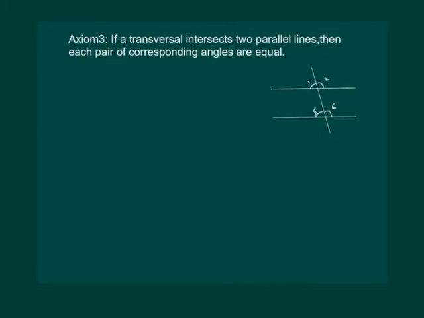If we have two parallel lines which are cut by a transversal and we measure pairs of corresponding angles 1 and 5, 2 and 6, we will find that angle 1 is equal to angle 5 and angle 2 is equal to angle 6. Similarly, on measuring we can find that angle 8 will be equal to angle 4 and angle 7 will be equal to angle 3. So this fact can be considered as an axiom which says that if a transversal intersects two parallel lines, then each pair of corresponding angles are equal.